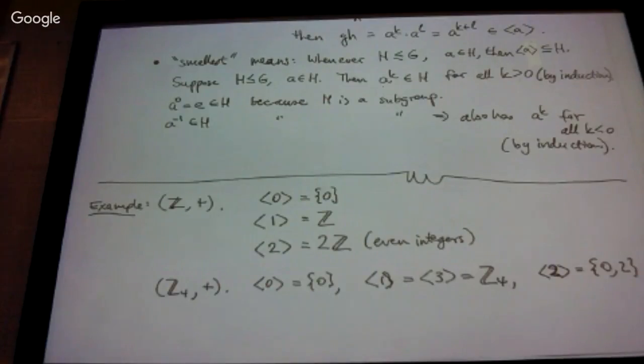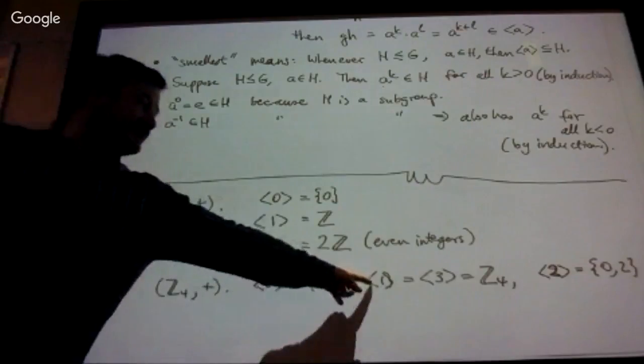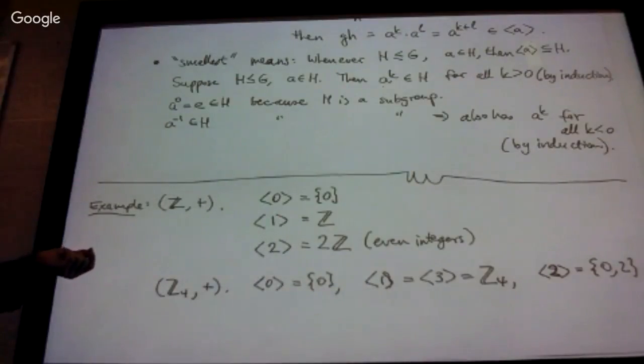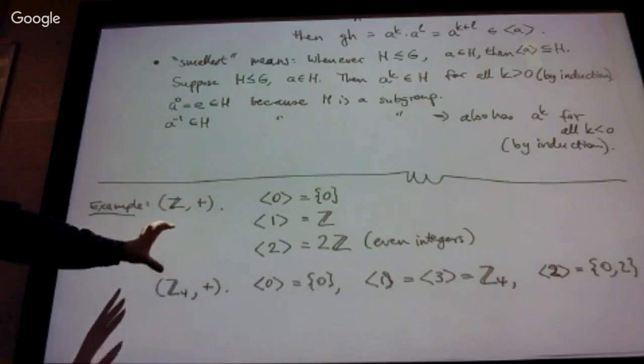And 1 and 3, I get everything. So 1 plus 1 is 2, plus 1 is 3, plus 1 is 0, plus 1 is 1. And 3 plus 3 is 2, plus 3 is 1, plus 3 is 0, plus 3 is like that, modulo 4. Okay? Or if you think about it in terms of acting on the square.